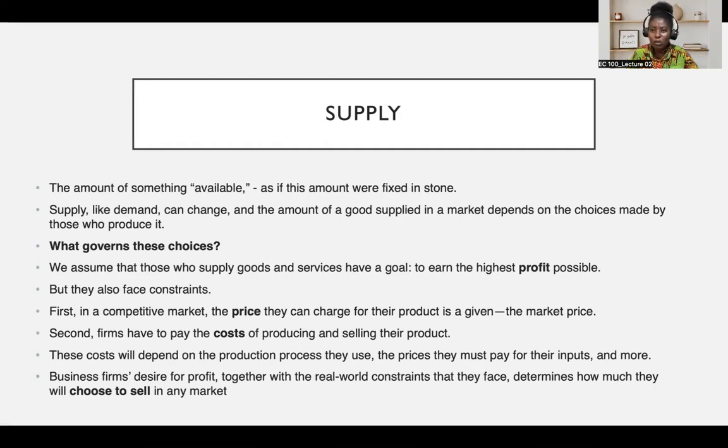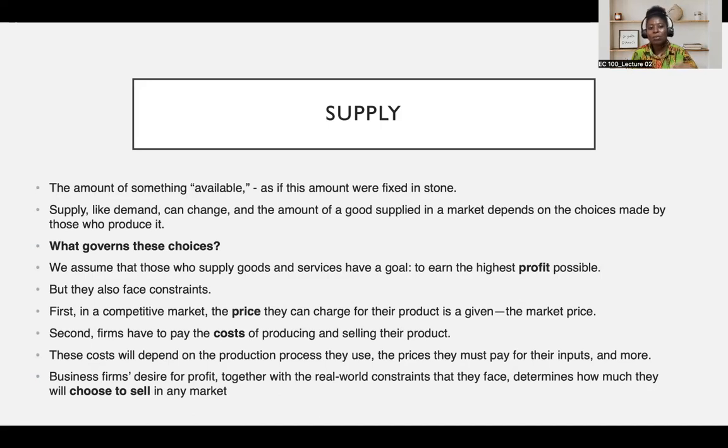Because you have no influence on price, you're being constrained. You can't just charge anyhow. So the other constraint is costs. In as much as you want to charge higher to benefit from your supplied goods, you can't really do that because the costs are going to affect you. Out of your sales, you have to cover the cost.